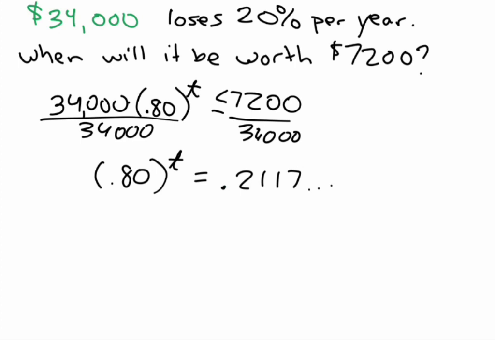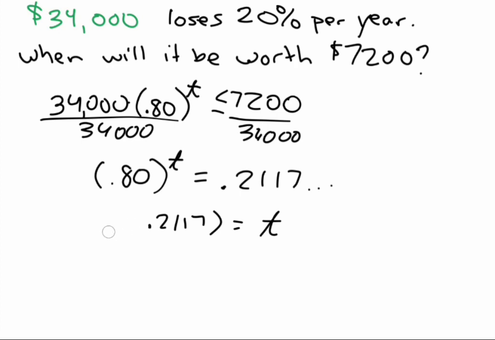All right, so now we're at the point where we need to get something free out of the exponent. So we could do one of two things. We could rewrite it as an exponential like we did in the original definition of a logarithm, and we could say log base 0.8 of this 0.2117 number equals t, right? The answer from a logarithm. Or if you want to use the logarithms that you're going to have a button for on your calculator, right?